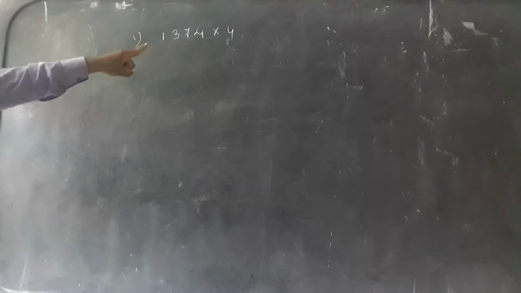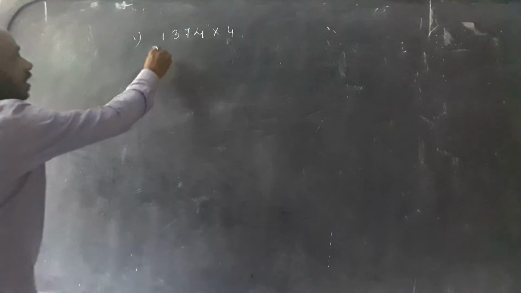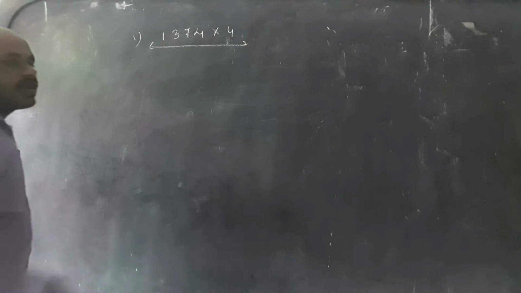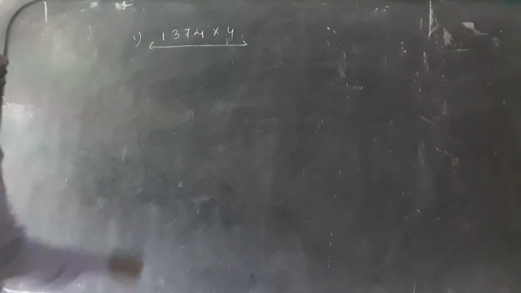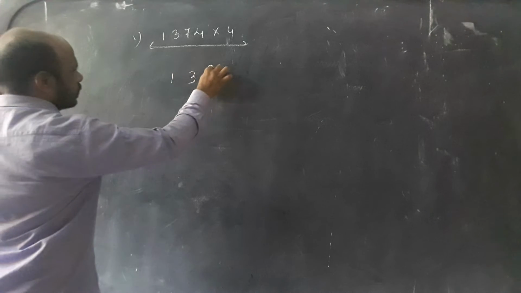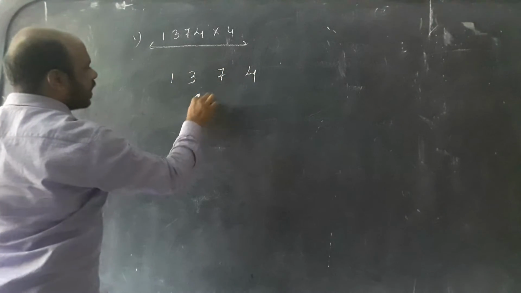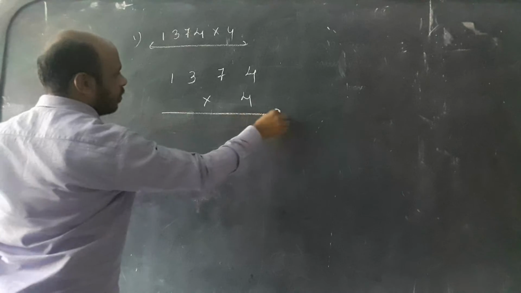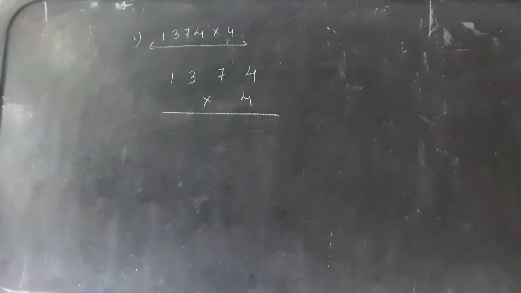1374 into 4. In 1374, how many digits are there? 4 digits are there. Which table is required now? It will be the 4th table. The first step is to write whatever is given in a column, vertically. Which table is required here? 4 table. Okay children, we have to write the 4 table.